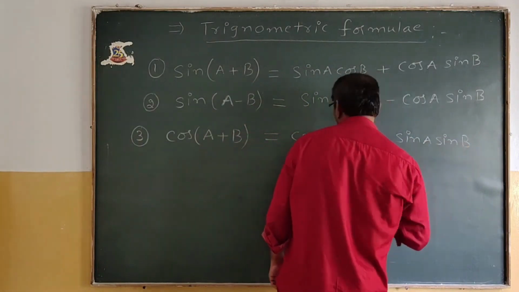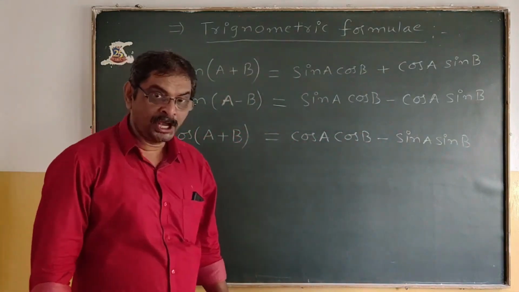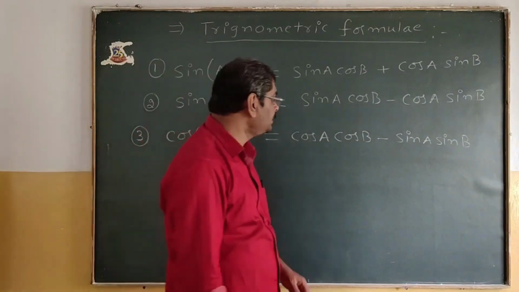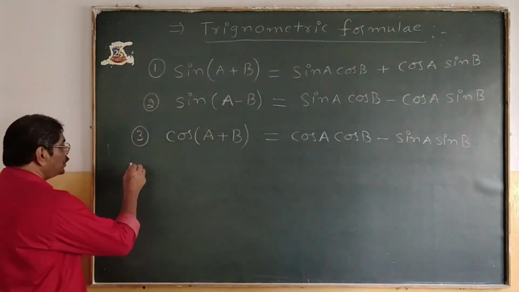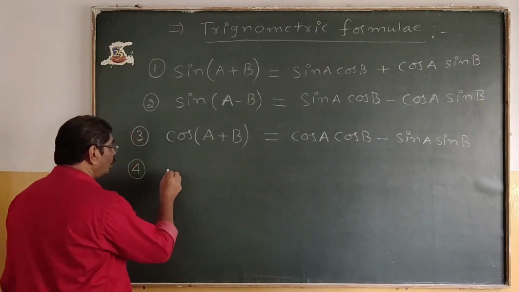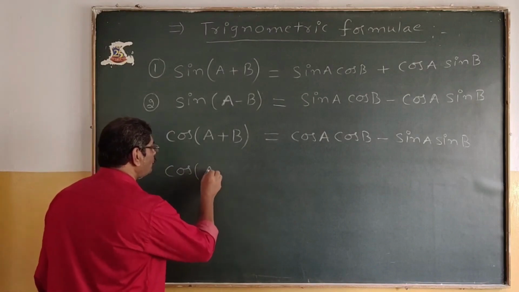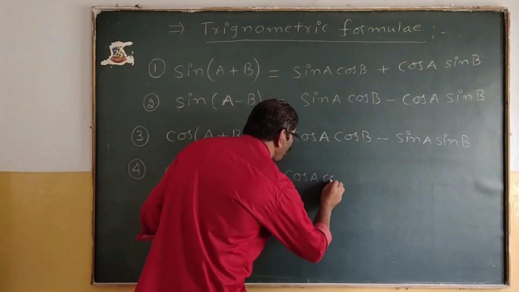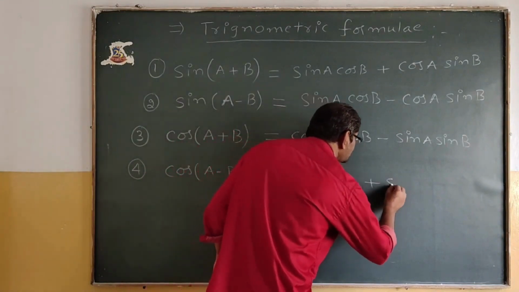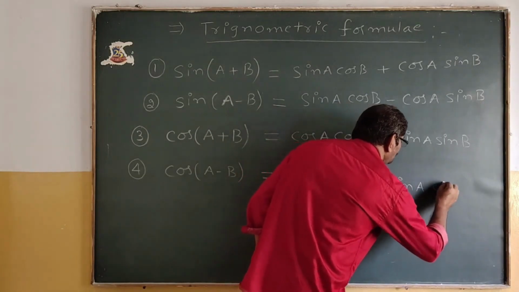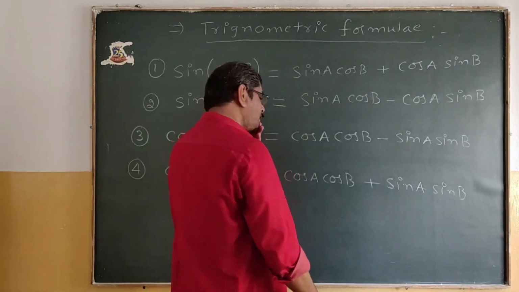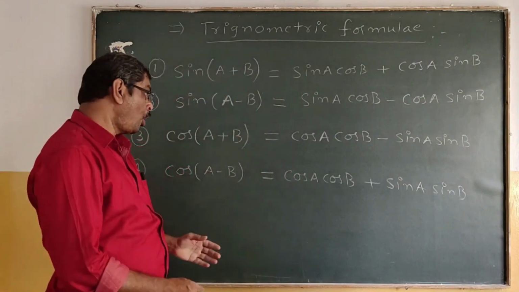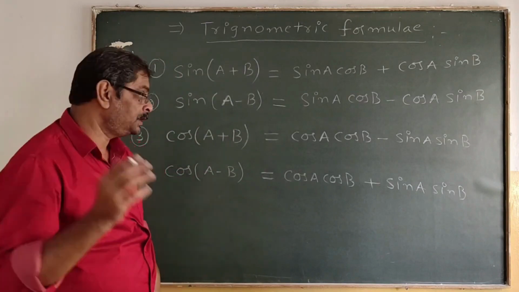Remember, cos of A plus B will be numerically equal to cos A cos B minus sine A sine B. Now the fourth important formula we got: cos of A minus B will be numerically equal to cos A cos B plus sin A sin B. So cos of A minus B equals cos A cos B plus sin A sin B.